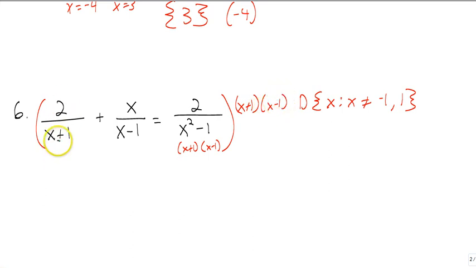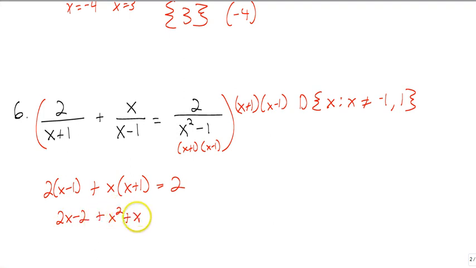So on this one, the x plus 1s will cancel, so I'm left with 2 times x minus 1, plus this one, the x minus 1s will cancel, x times x plus 1 equals 2 times, and then all these will cancel, so we're just left with 2. So this is what we're solving. So we get 2x minus 2 plus x squared plus x equals 2. I have an x squared plus 3x minus 4 when you move the 2 over equal to 0.